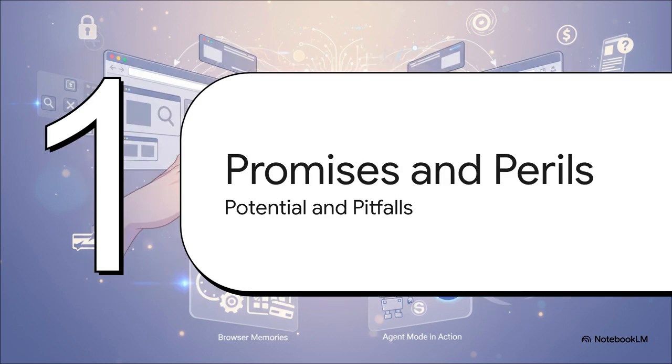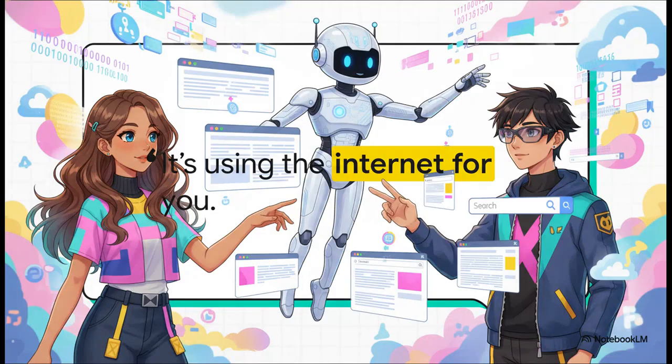But look, with any change this big, you have to ask the tough questions, right? It's not all going to be sunshine and rainbows. A tool this powerful brings some pretty massive potential and some equally massive questions along with it. So on the one hand, you've got the incredible promise. Altman sums up the dream perfectly here. It's not just about searching the web anymore. It's about an AI that is actively using the internet for you. It's about streamlining your entire life online.